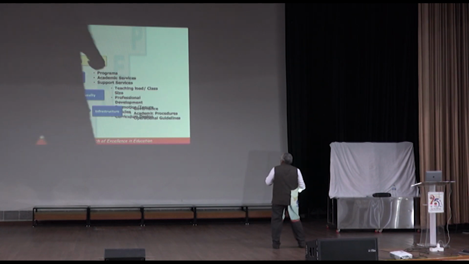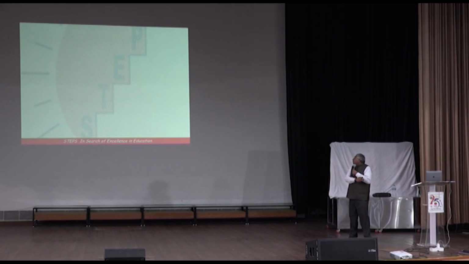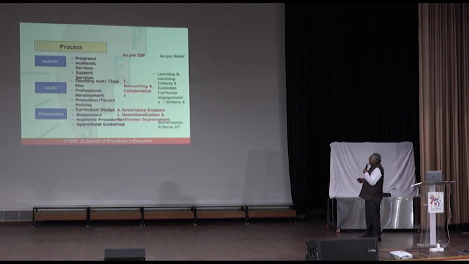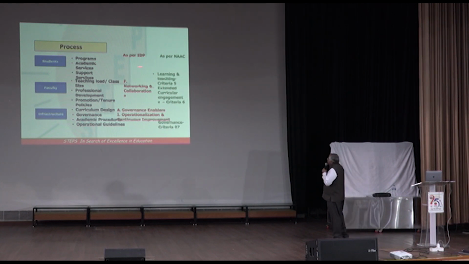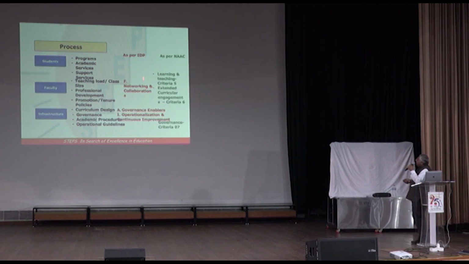Then is process. These are the processes which we discussed in that video. Again, in processes, IDP does not talk about students, whereas for faculty, it's networking and collaborations. And as per NAC, it is learning teaching criteria 5, extended curriculum engagements criteria 6. Infrastructure, again it's governance enablers, operationalization and continuous improvement, and in NAC it's governance criteria 7.